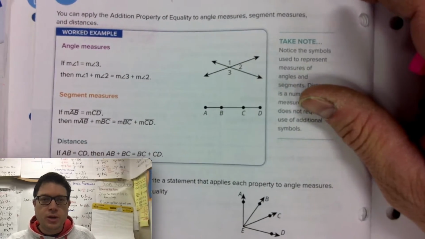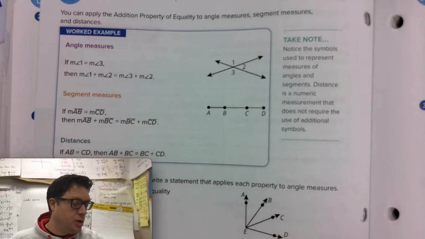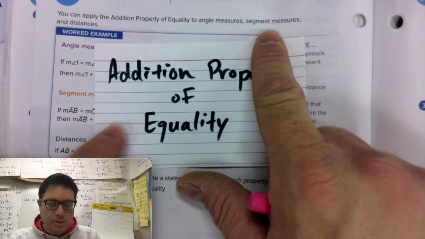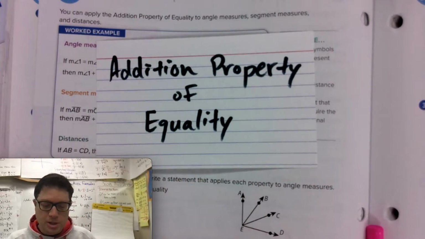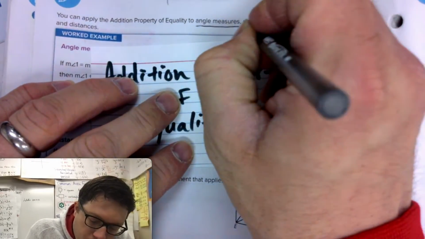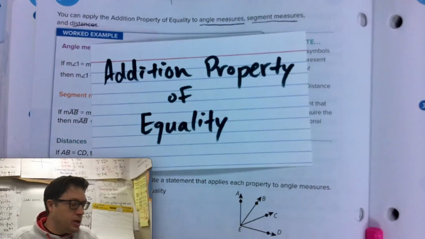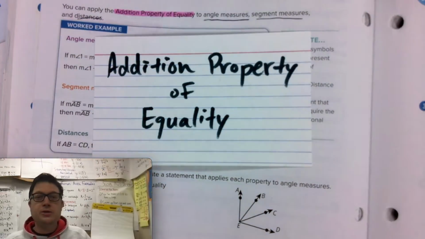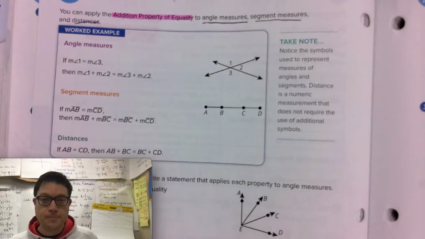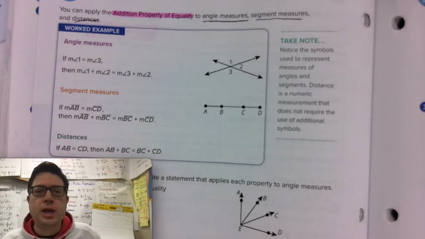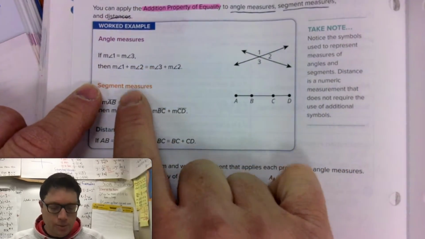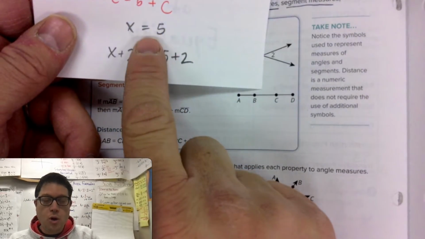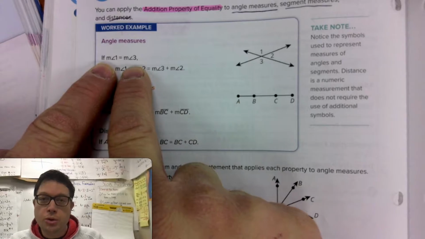We're going to start here. You can use the addition property of equality with angle measures, segment measures, and distances. Those are important things to recognize, so I'm going to underline them. And then I'm also going to highlight the addition property of equality, because that's the key vocabulary word we're using here. So, for example, with angle measures, we are able to say: there's an equality statement, angle 1 and angle 3 are equal.